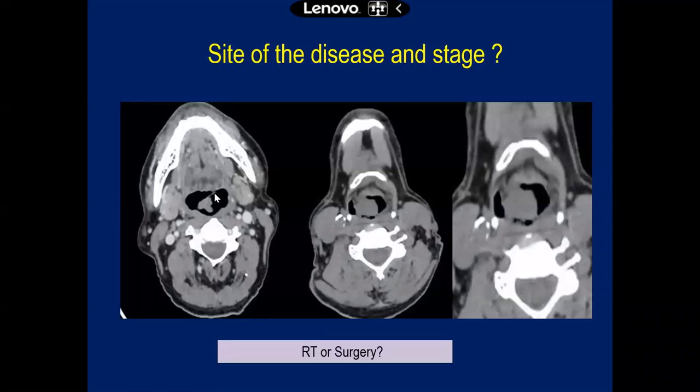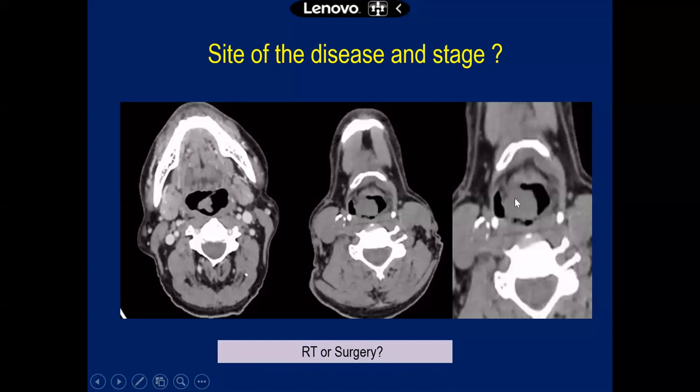This is a tumor which extends in the free portion of the epiglottis. It's an enhancing lesion there, a pedunculated growth. There is no extension into the piriform fossa, it is intact. If it is not involving the glottis or subglottis, it is only T1. Extension into the piriform fossa is T2. And extension into the vallecula is also T2. But this is a T1 disease.